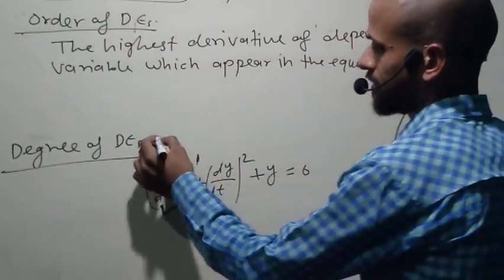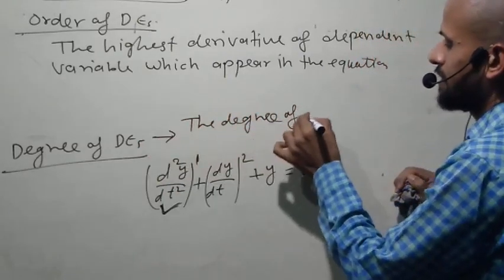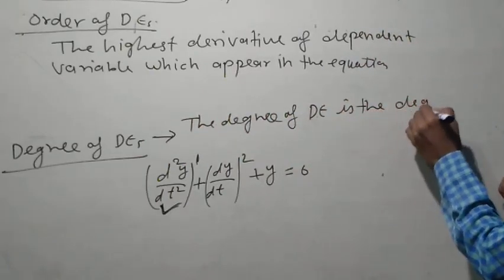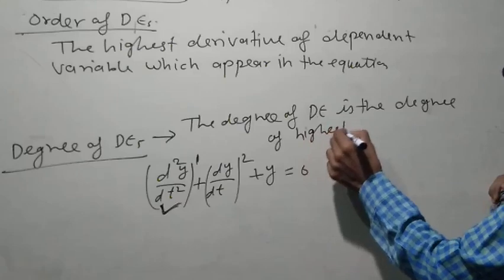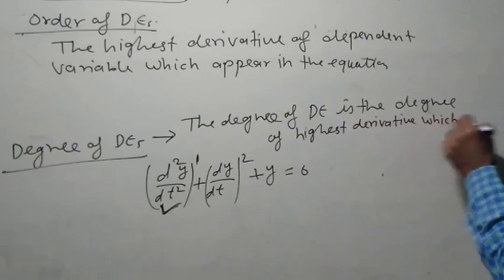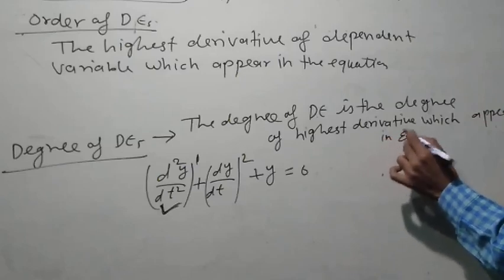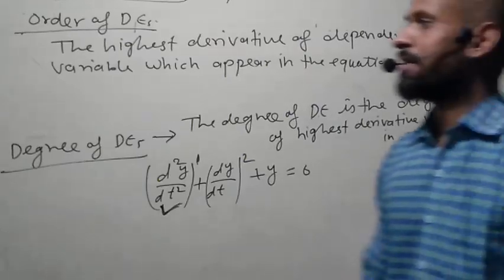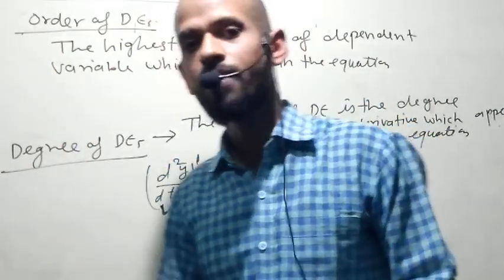Similarly, we can write that the degree of a differential equation is the degree of the highest derivative which appears in the equation. Okay, that's all about order of differential equation and degree of differential equation.